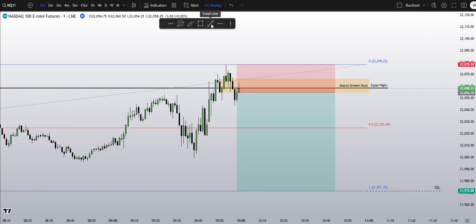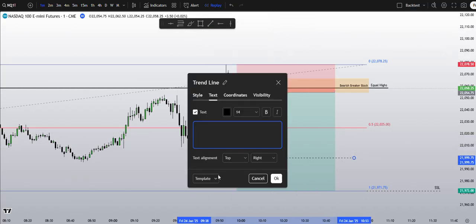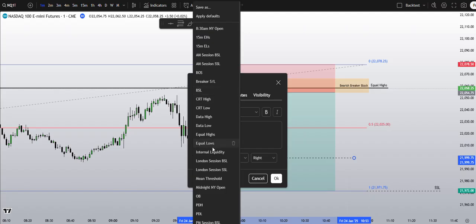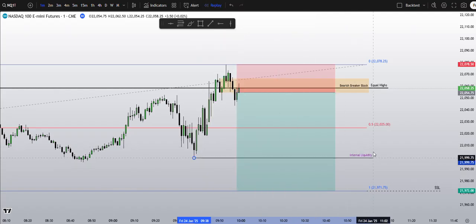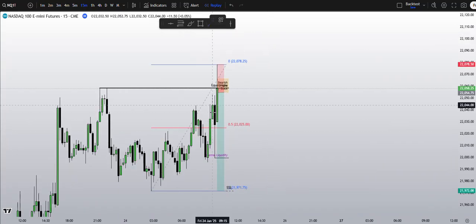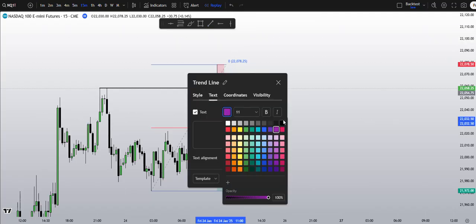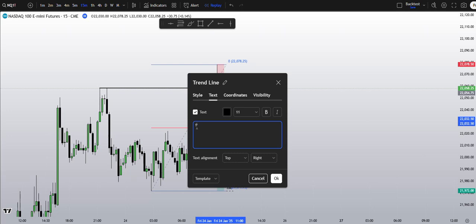Partials. Where do you take partials? I'm going to plot out two places along the way that you can take partials, beginning with this one here. This is internal liquidity right here. You can take partials right here and the 15-minute time frame right here. This is the high of the 15-minute bullish fair value gap. So 15-minute fair value gap high.